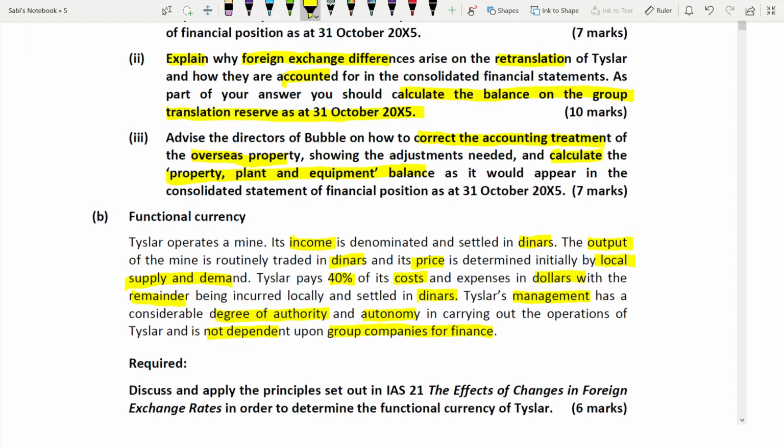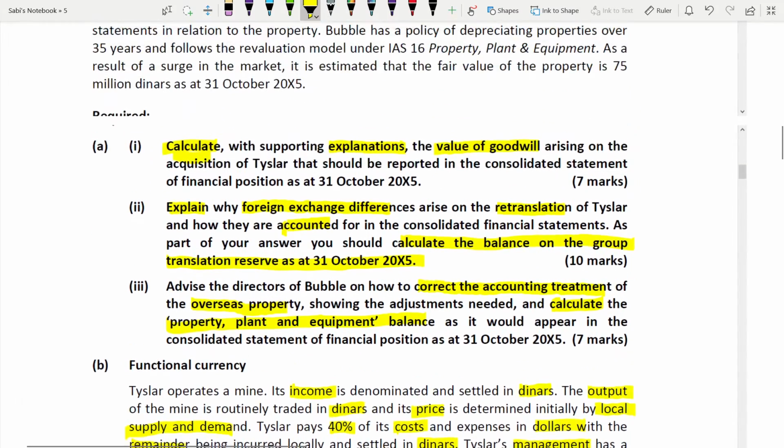Now you are required to discuss and apply the principles set out in IAS 21. So the standard is IAS 21. Definitely we know, even if they don't give it, it is IAS 21 only, right? The effects of changes in foreign exchange rates. In order to determine the functional currency. So this is a subsidiary and you have to determine the functional currency. Discuss and apply the principles. You have to use the principles of IAS 21 to tell this, for 6 marks. Now, let us go to the case study.